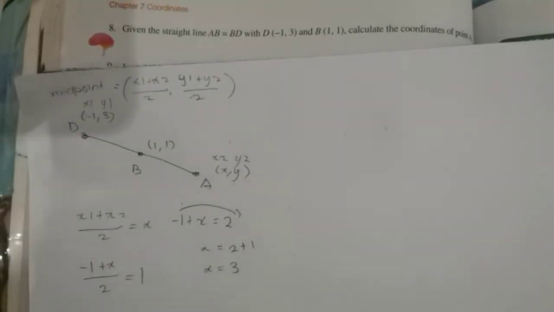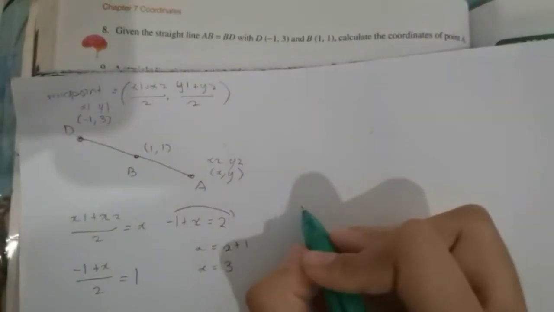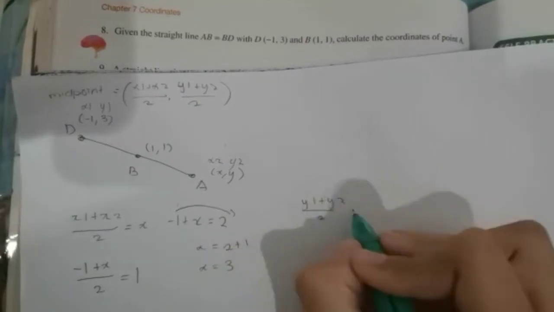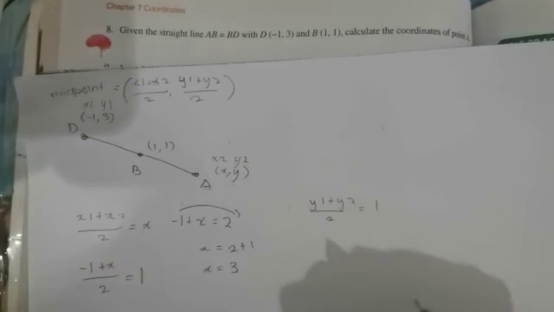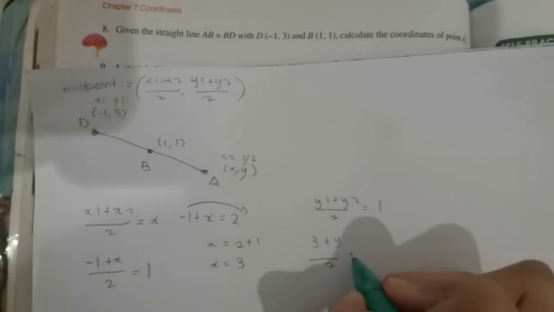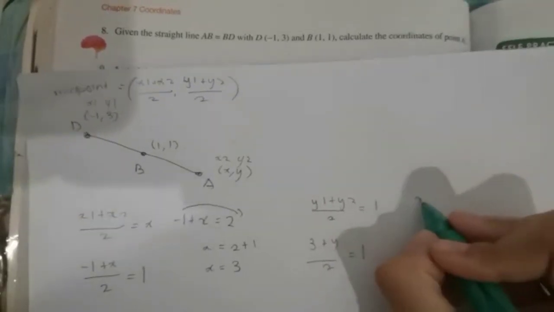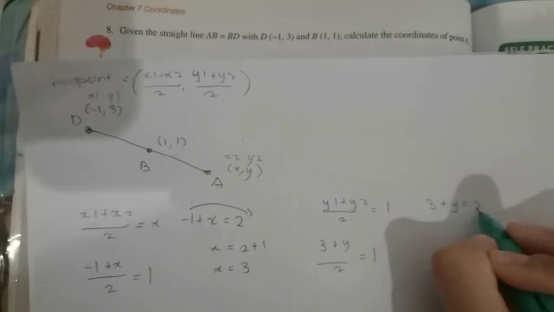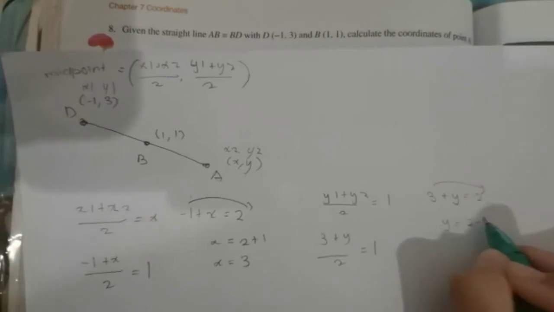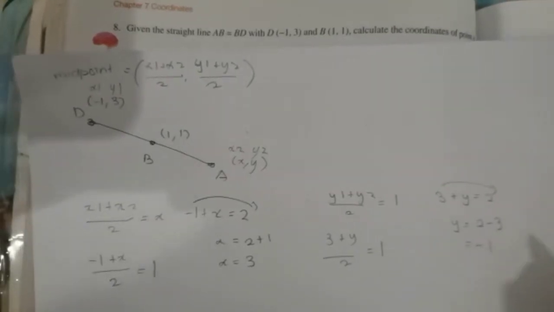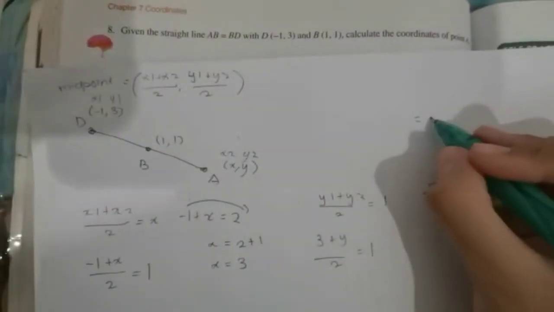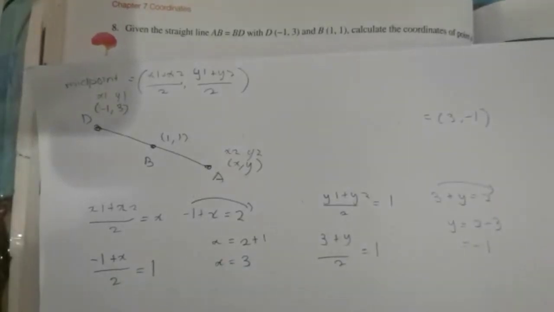Okay. For y, y1 plus y2 over 2 is 1. So 3 plus y2 is equal to 2. 3 plus y is 2. So y2 is 2 minus 3, we get negative 1. So the answer is 3, negative 1.